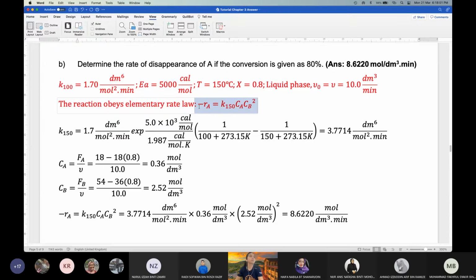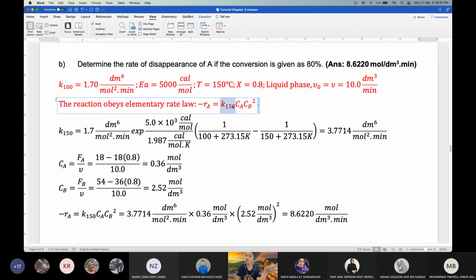In the question, first of all, the rate law says minus RA equals K. But for that K you must really check. You really need to check. The K must be at your reaction temperature. In this question, the reaction temperature is 150 Celsius. Hence, the K must be at 150 Celsius. You better indicate it in your solution, at what temperature that K is, so that you won't make a mistake in the calculation. Because K must follow the reaction temperature. So you write K subscript 150, meaning K at 150 Celsius.